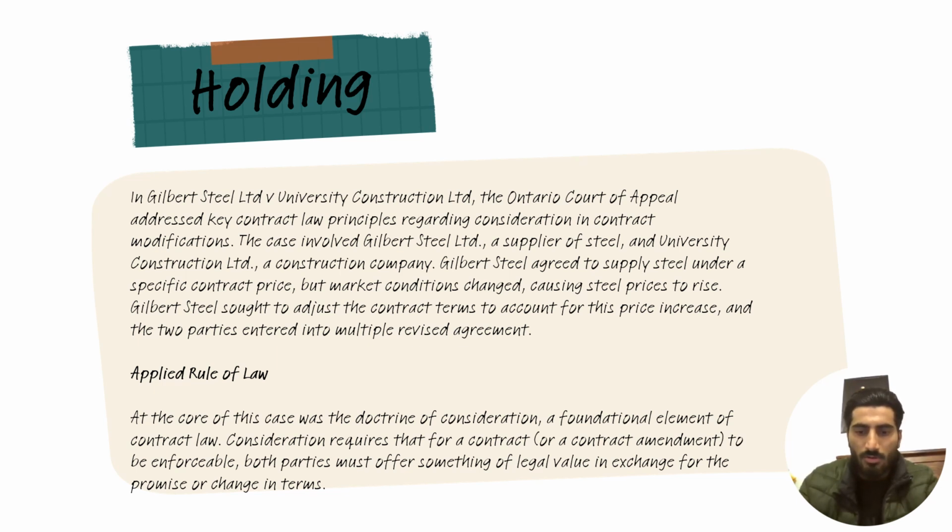Gilbert Steel sought to adjust the contract terms to account for the price increase, and the two parties entered into multiple revision agreements. At the core of the case was the doctrine of consideration, a foundational element of contract law. Consideration requires that for a contract or a contract amendment to be enforced, both parties must offer something of legal value in exchange for the promise or change in the terms.